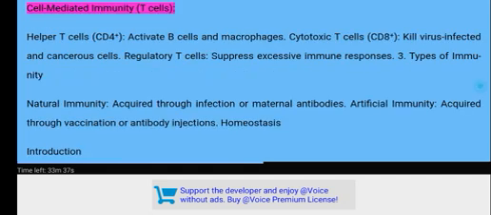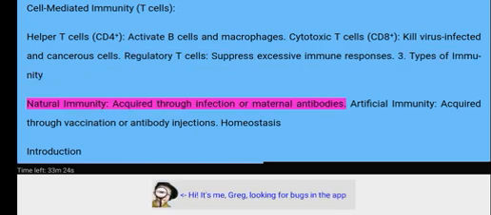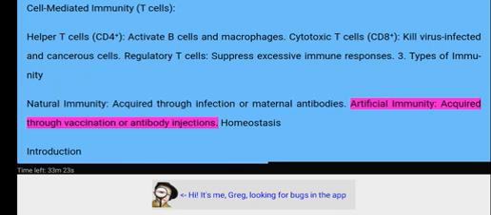Cell-mediated immunity, T cells. Helper T cells, CD4, activate B cells and macrophages. Cytotoxic T cells, CD8, kill virus-infected and cancer cells. Regulatory T cells suppress excessive immune responses. 3. Types of immunity. Natural immunity, acquired through infection or maternal antibodies. Artificial immunity, acquired through vaccination or antibody injections.